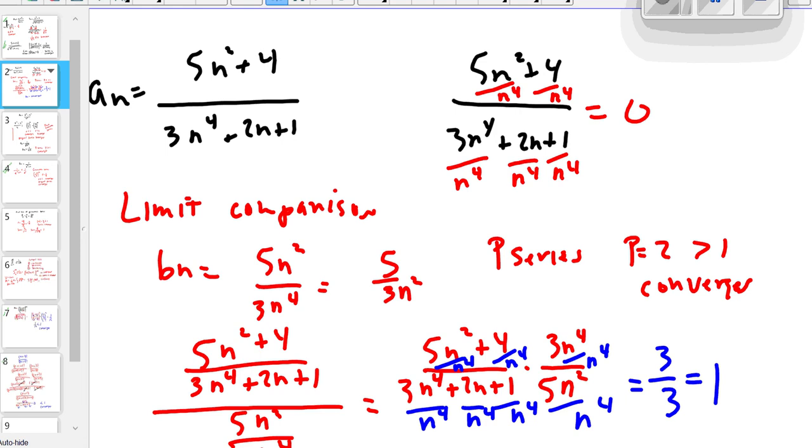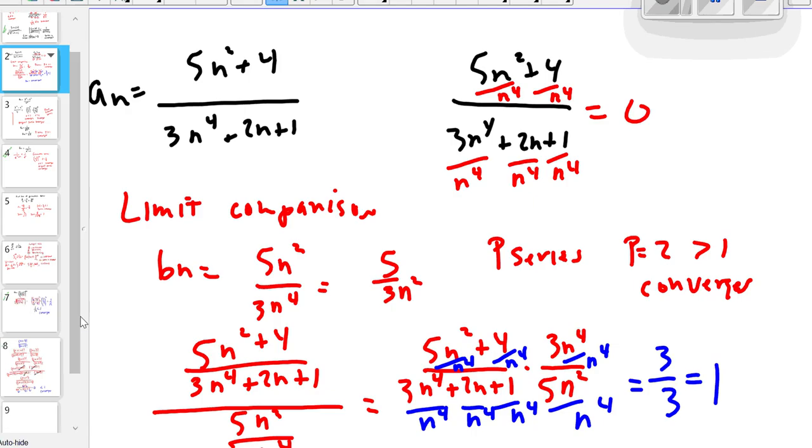So why do I have to do a limit comparison on this? Well, when you do the divergence test, I divided every one of these by n to the 4th again. The top is going to be divided by n to the 4th, and we see that will be a 0 on top, and this will be 3 on the bottom, so that equals 0. So that is inconclusive by the divergence test. That's why you have to do the limit comparison test. I've chosen b sub n to be 5n squared over 3n to the 4th. We know that will be larger than our original series.